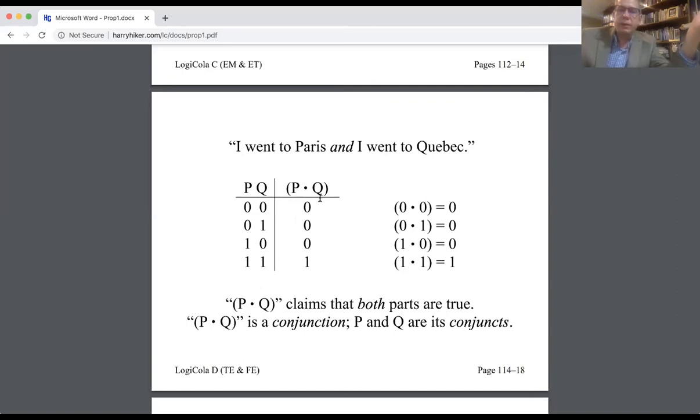So this is, in a way, just making very explicit and very clear what is meant by affirming P and Q. Well, it means that both P and Q are true. Okay.